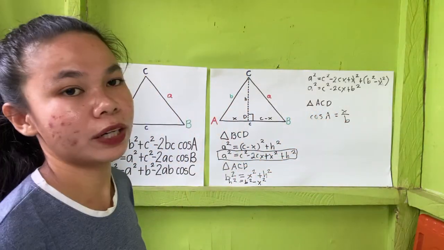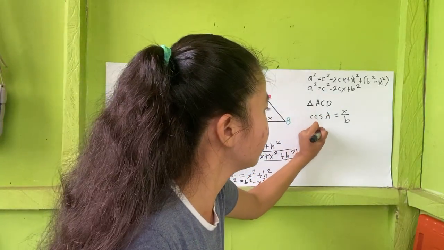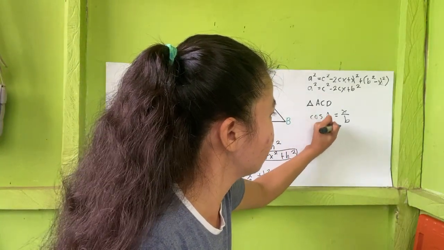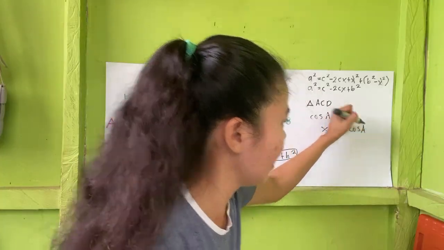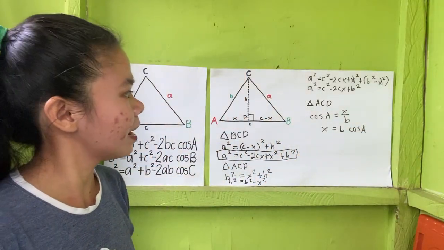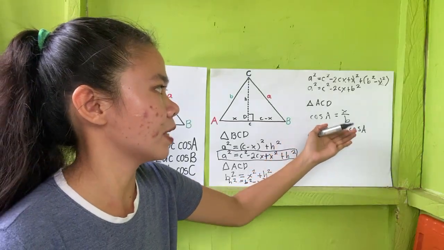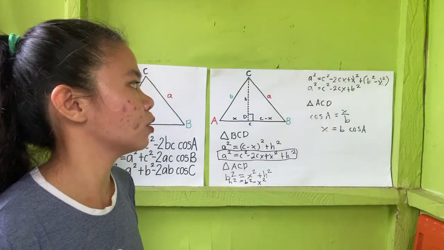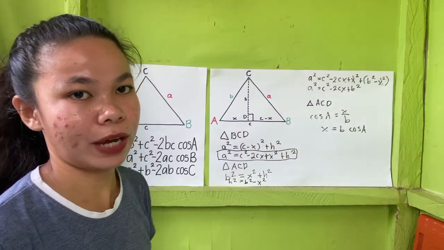And the next thing that we're going to do is to cross multiply it. So we have here x is equal to b cosine A. Now, we have found the value for x, which is b cosine A, and we're just going to substitute that value into our equation.